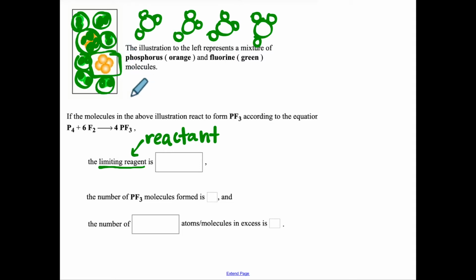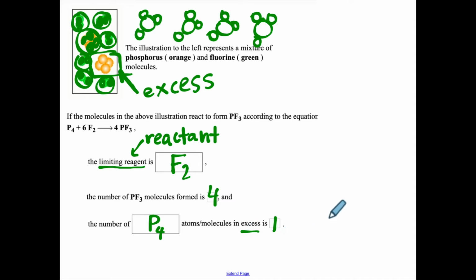So because there's some of the P4 left, that makes that the excess reactant, which means that the F2 has all run out, so the limiting reactant is the F2. The number of PF3 molecules formed is 4, and the number of P4 molecules in excess, so we determined that the P4 molecule would be left over, that means it's an excess, is 1. There is one P4 molecule left.